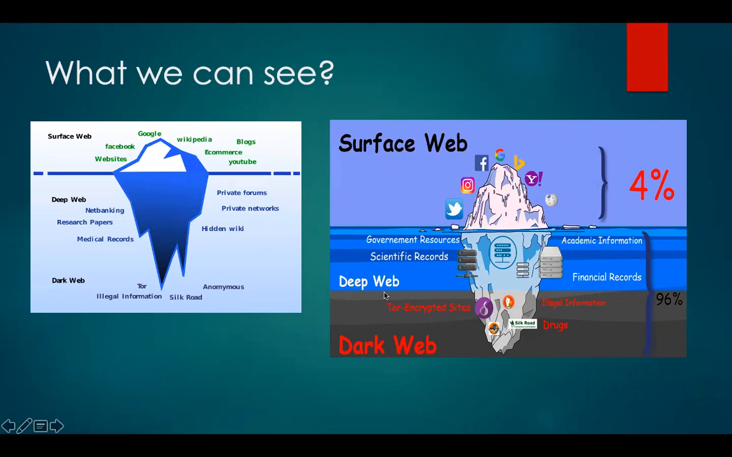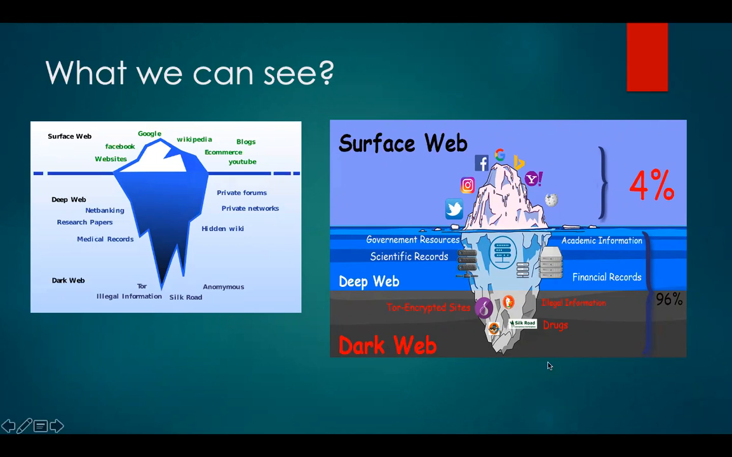Some areas you can legally go and access. These are scientific records, government resources, academic information, financial records. Legally you can go and access, but it is not public. But anyway, if you have any research need, you can go and access. And this dark web is the portion that is illegal. You cannot go and access this portion of the web.